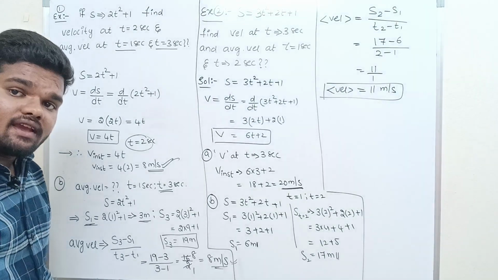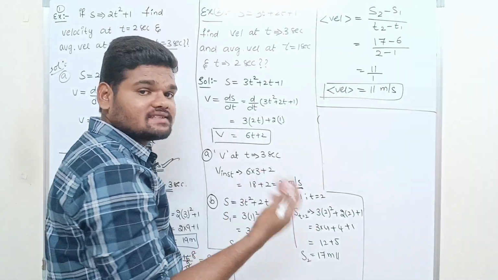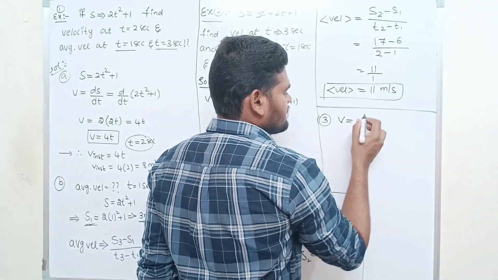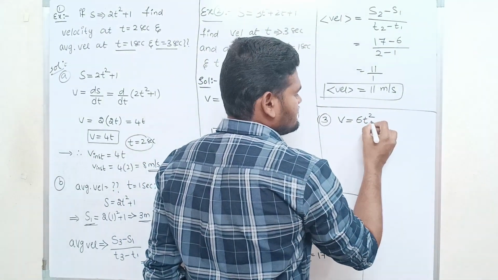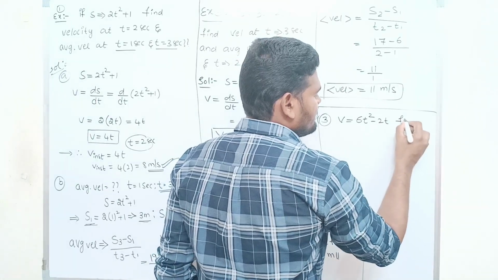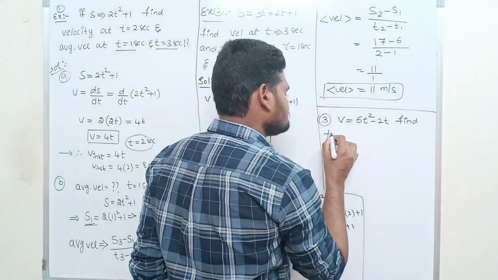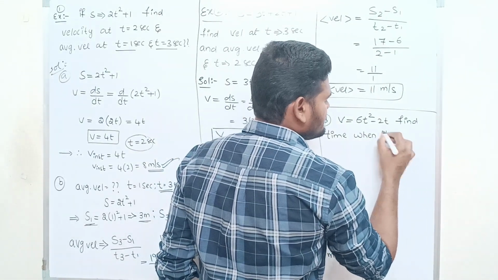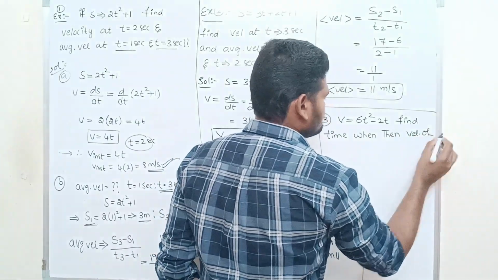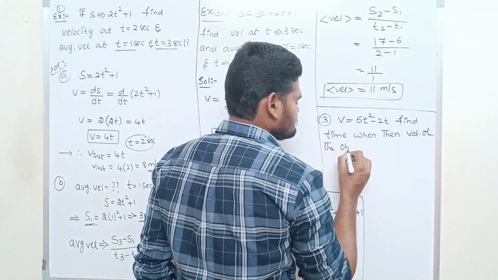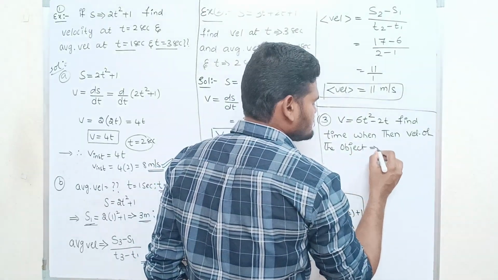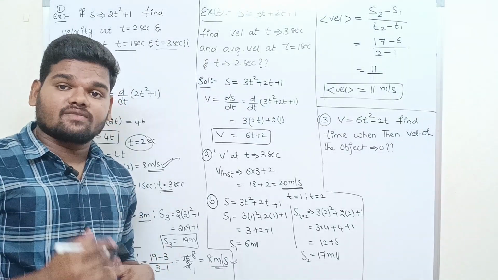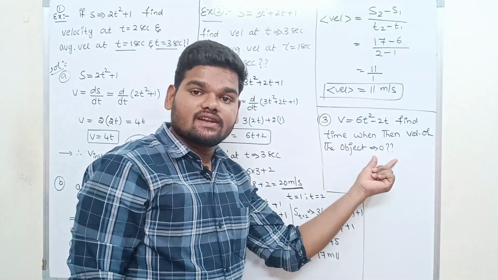Are you getting any doubts? Right. So let us see the third type of question. v is equal to 6t square minus 2t. Find the time when the velocity of the object is equal to 0. What we have to find? We have to find the time when the velocity of the object is 0.